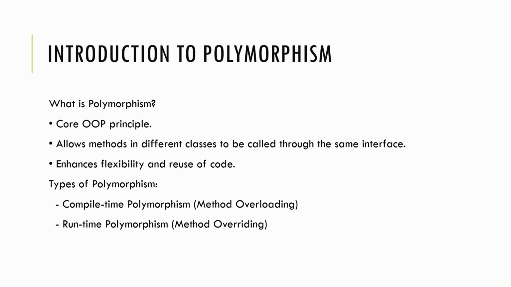Polymorphism is one of the core principles of object-oriented programming. It allows methods in different classes to be called through the same interface, making your code more flexible and reusable. There are two main types of polymorphism: compile-time polymorphism, also known as method overloading, and runtime polymorphism, also known as method overriding. Let's look at each of these concepts in more detail.